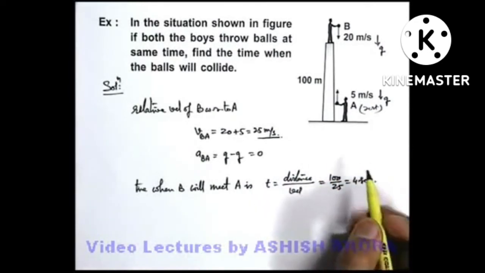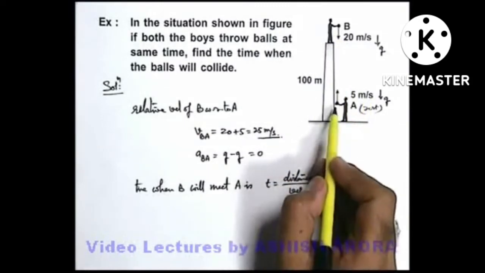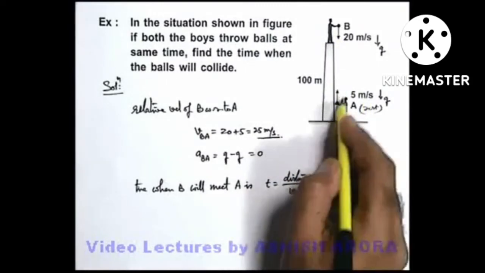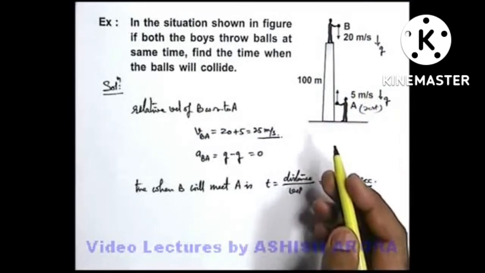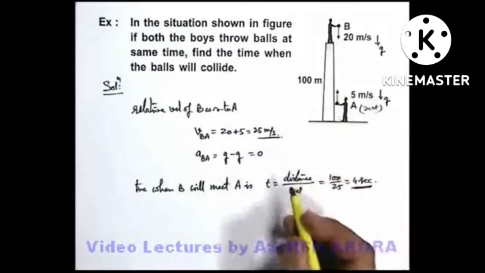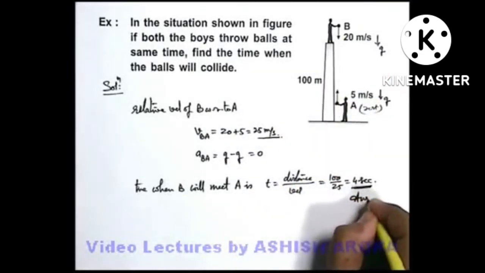So we can simply state if at t equals 0 both the balls are thrown simultaneously, then at t equal to 4 seconds the balls are going to meet somewhere between the initial positions of A and B. So this will be the answer to our question.